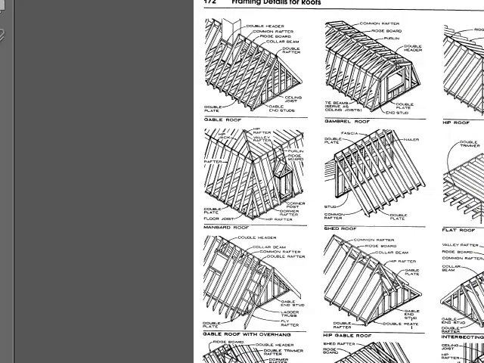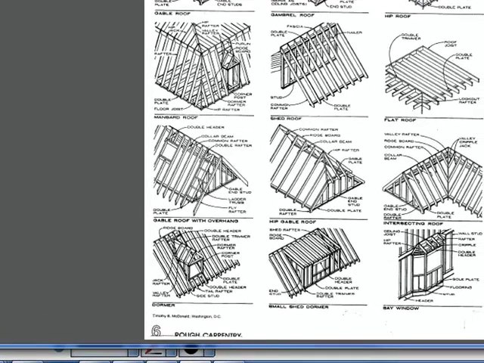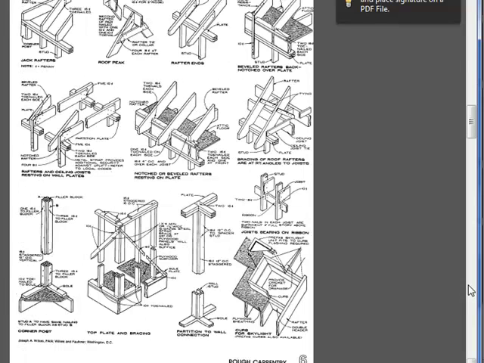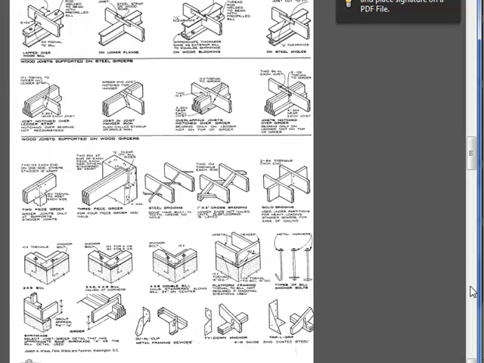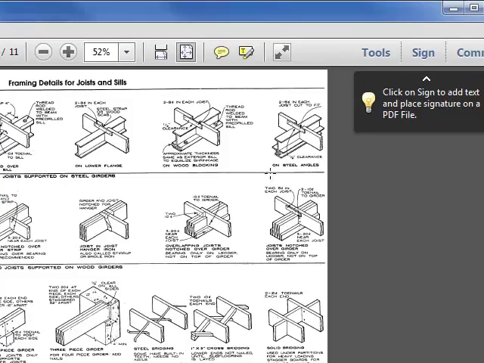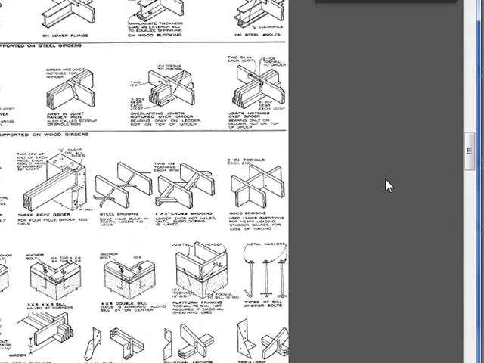Gable roof with overhang, gable roof, hip gable, has a little bitty slope on one end. Intersecting roof, dormers, shed dormer, and bay windows. That's how all those things would be framed. Here's some more framing details, where the roof meets the walls. And this, again, this is on Canvas and the announcements. Here's some joist and framing details for joist and sills.